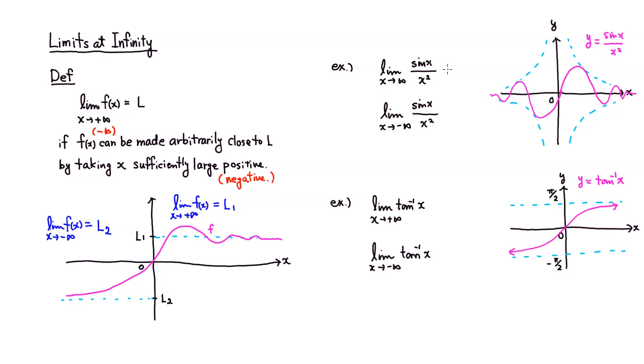In this case, you can see from the picture that as x gets larger and larger, the function gets smaller and smaller and closer to 0. So the limit is 0. And you can see that the same thing is happening on the left-hand side as well. So the limit is 0 there. It's pretty simple, eh?